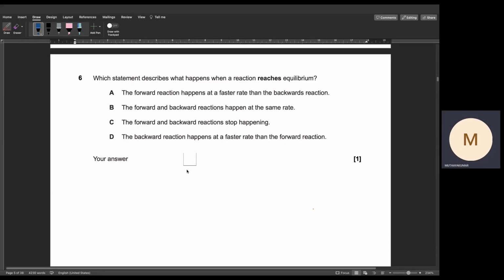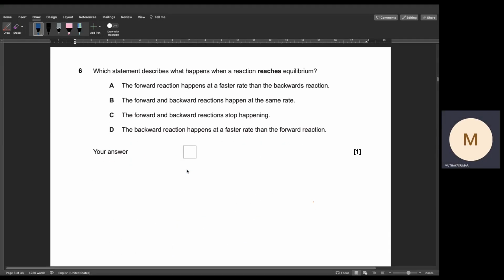Question number 6. Which statement describes what happens when a reaction reaches equilibrium? In an equilibrium reaction, we've got reactants producing products, and then we've got two directions. We've got a forward direction and a backwards direction. The forward reaction is where A and B react together to produce C and D. The backwards reaction is where C and D react to produce A and B.